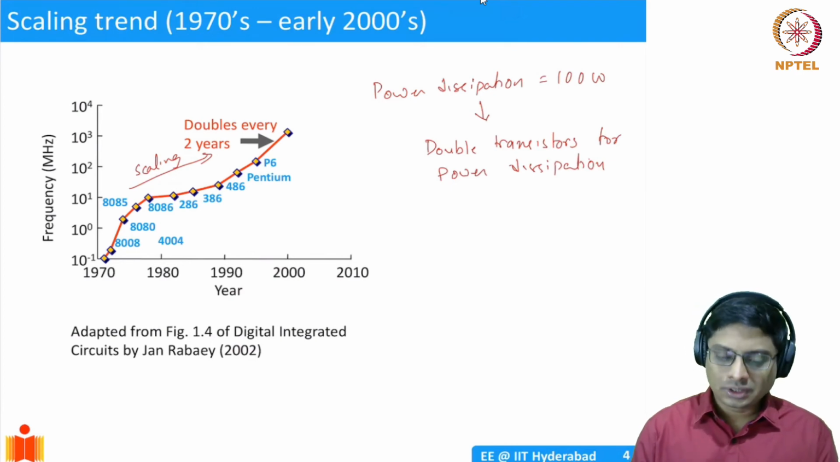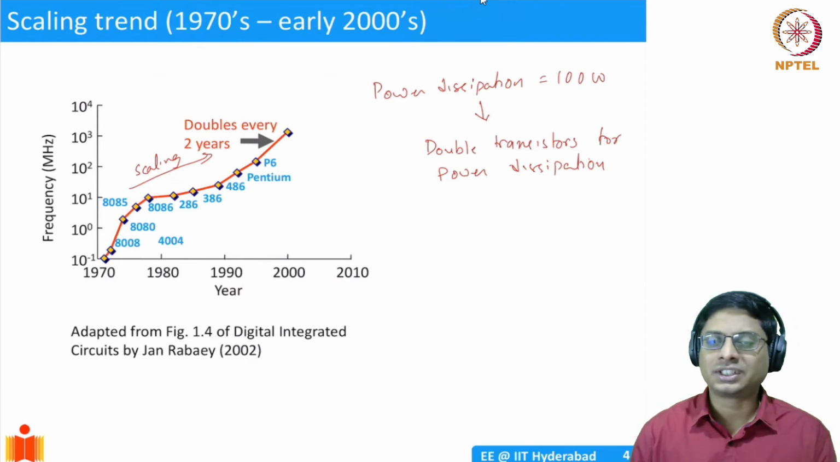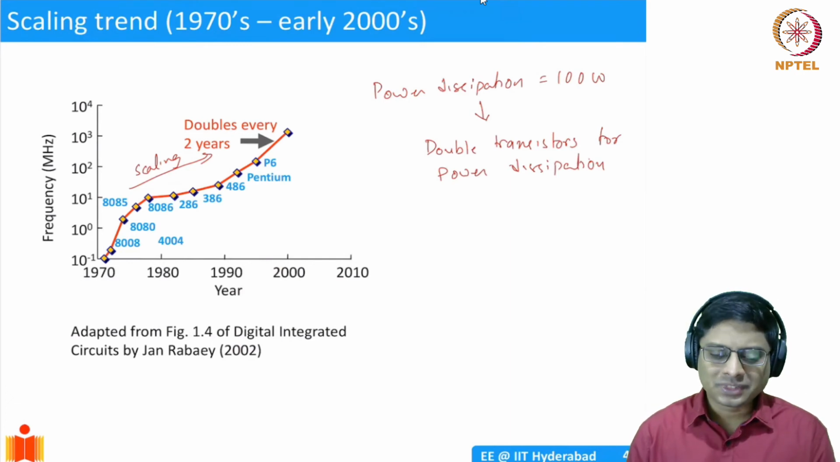So overall, this scaling process has enabled the technology to evolve over the last 30 to 40 years. Okay, it might seem very simple. Well, the idea is quite simple, but implementing it took a lot. We had to overcome a lot of challenges.